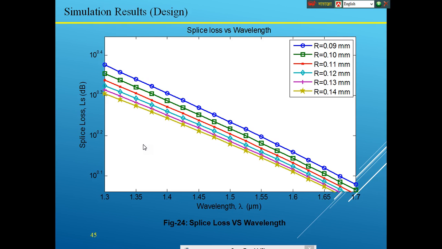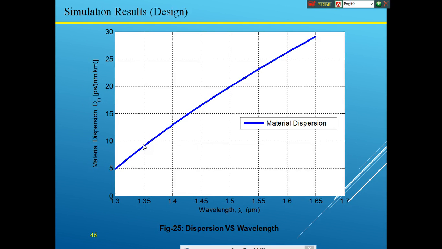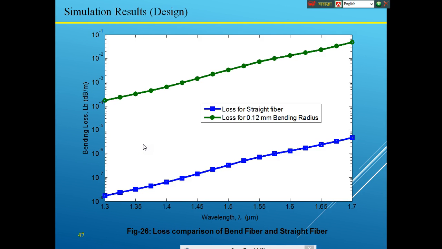The splice loss increases with decreasing bending radius. Here is the material dispersion. Material dispersion increases with increasing wavelength. Here we can see the straight fiber loss and bending fiber loss: a little loss for straight fiber and huge loss for bent fiber.